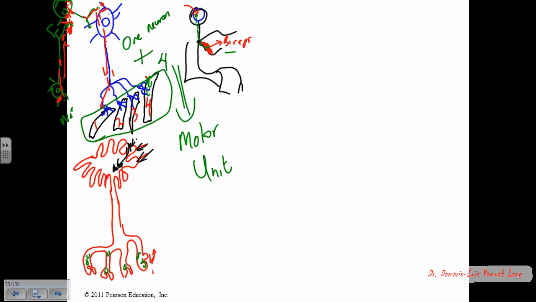But remember, my biceps is being innervated by nerves. And nerves are made up of several neurons. Are you with me? So it means that I will have several motor units in my biceps alone. Does that make sense? Okay.